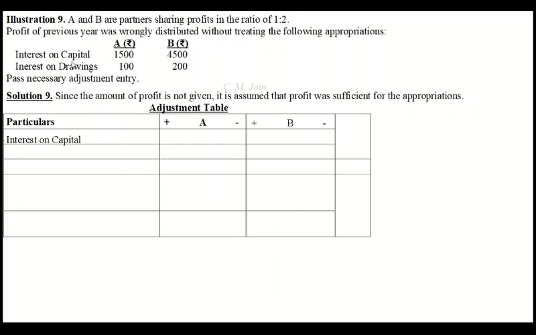Now the first appropriation we are given is interest on capital. Interest on capital was to be given to the partners, but it was not given. So we will give it now. In A's column, below the plus sign, that means on the left hand side, we will write 1,500 because it is to be given. Similarly, in B's column, on the left hand side, write 4,500.